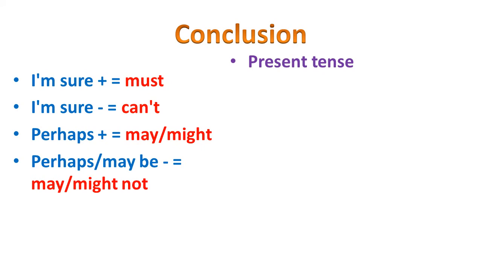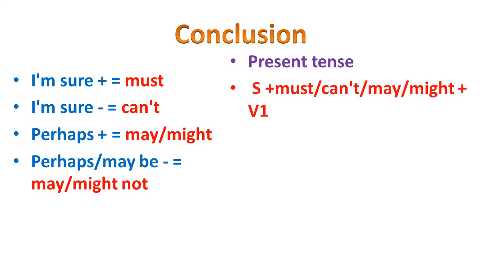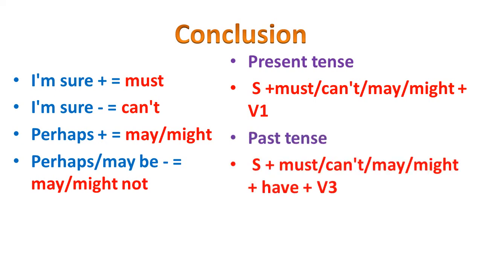So for the present clauses: subject plus must, can't, may, might plus verb one. And for the past clauses, after it have plus verb 3. We should not forget it. This is the main key.